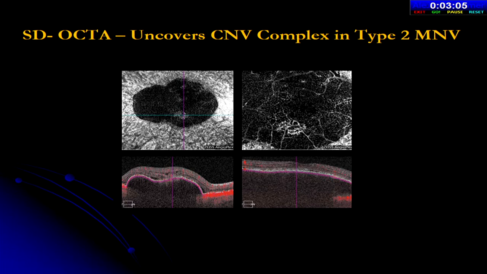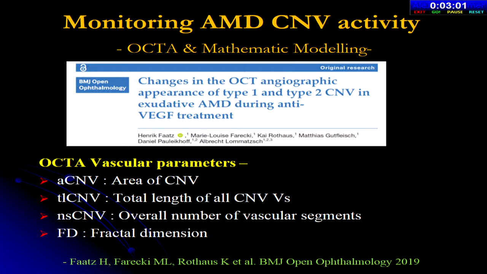SD-OCTA is also able to uncover CNV where you have an elevated type 2 MNV, and you can pick up the CNV complex. Now, this is a very interesting article which also came out by Heinrich Faatz et al., who looked at monitoring AMD activity. They used OCTA to develop a mathematical model, and they used the vascular parameters: area of CNV, total length of all CNV vessels, overall number of vascular segments, and fractal dimensions.